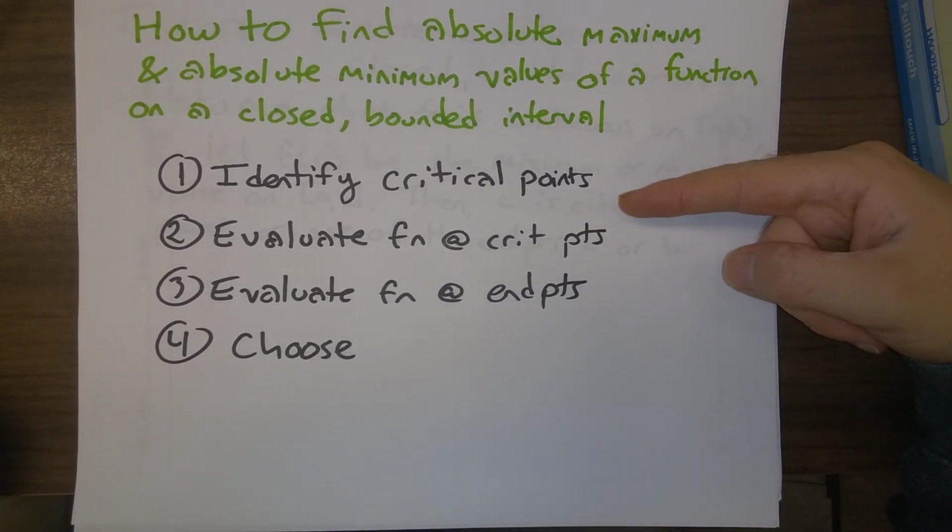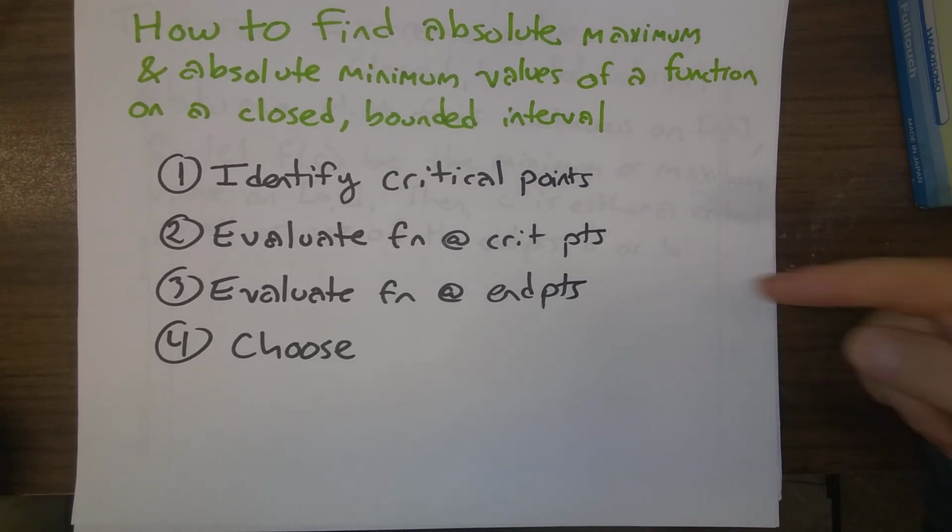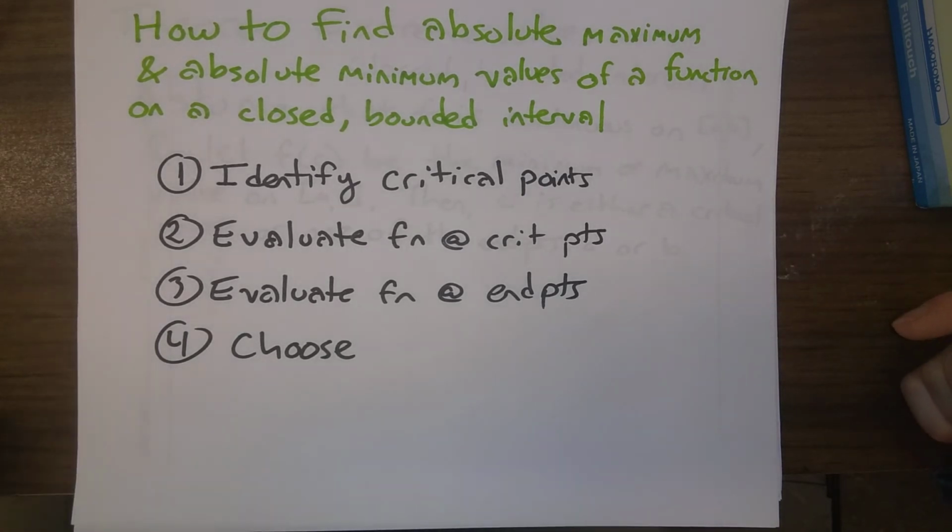So first we identify the critical points. So, set f prime of x equal to 0 and solve that. We have to evaluate the function at the critical points. We have to evaluate the function at the endpoints, and we have to choose our answer. So in the next video, we'll see an example of that.